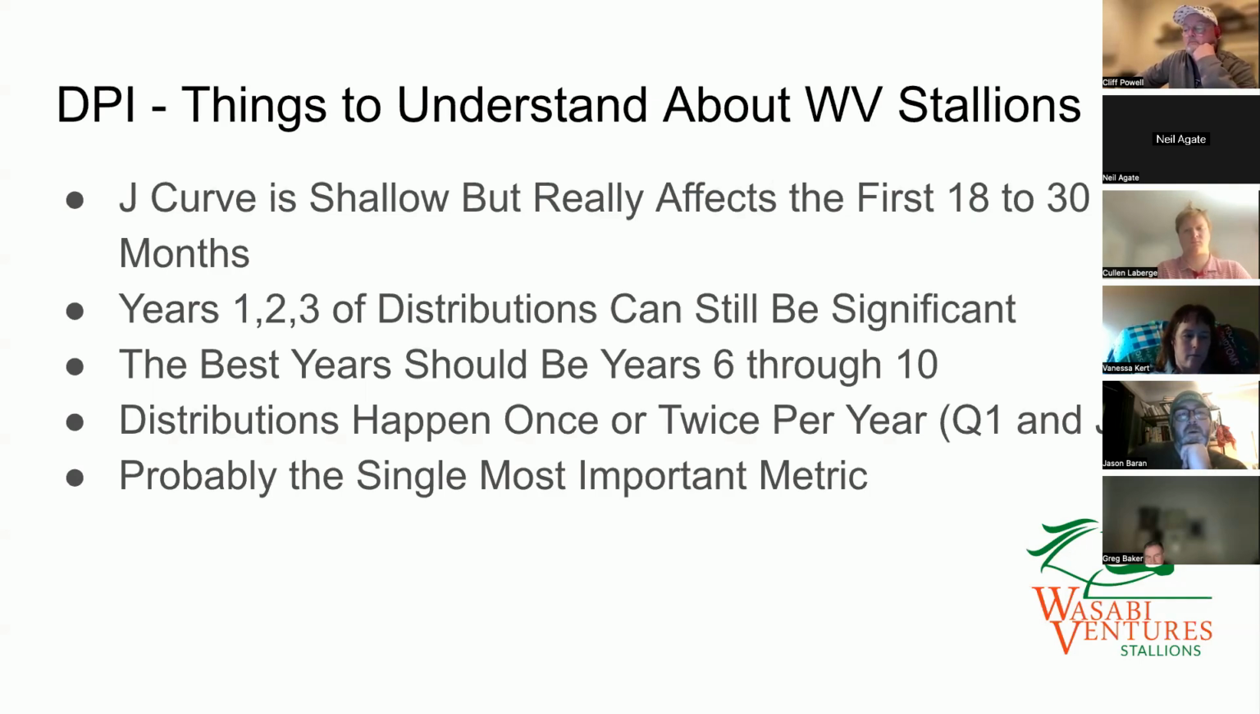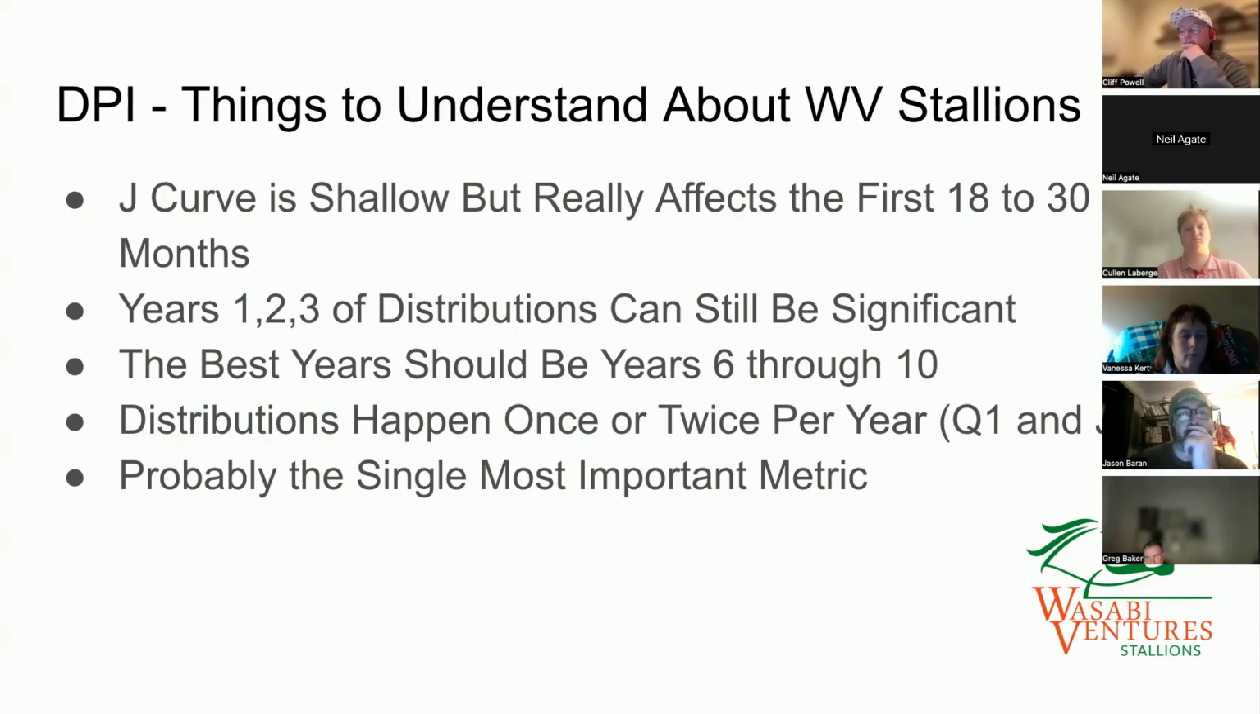Distributions in our world happen once or twice a year, either in Q1 or June. That's just because of the nature of the industry, that's when money kind of flows back in. Once again, those foals are born in the first half of a year. So you can't collect any money until those foals are born. So it takes the first half a year. And by June, we've collected a whole bunch, and we usually do distributions there.